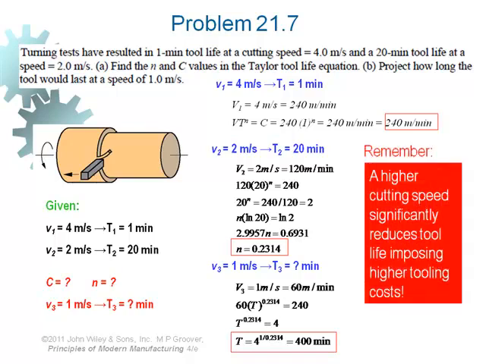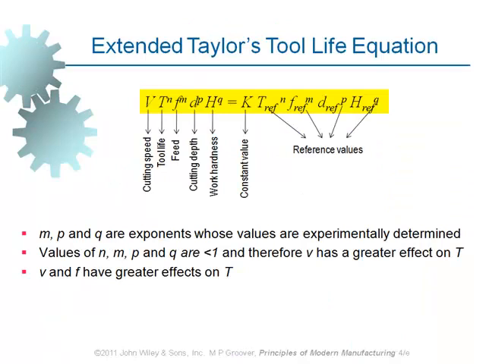Okay, so something that we've got to remember out of the problems that we've had so far is highlighted here. We've got to keep this in mind when selecting a cutting speed. A higher cutting speed significantly reduces the life of the cutting tool, significantly increasing your cost of tooling. So when we are choosing machining parameters, we should always keep this in mind.